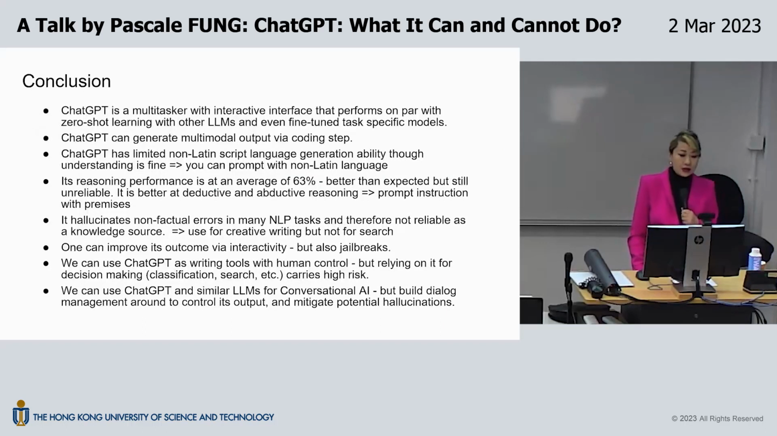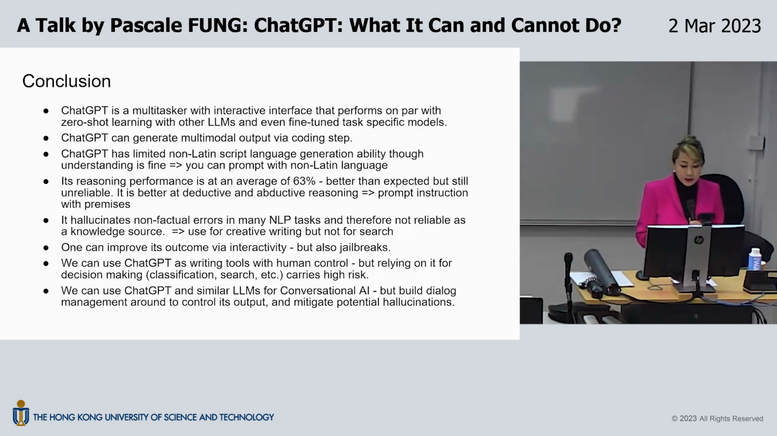So in conclusion, ChatGPT is a multitasker. It's not an AGI, but it's a multitasker in NLP with an interactive interface that performs on par with zero-shot learning with other LLMs and even fine-tuned task-specific models. It can generate multimodal output via a coding step. It has limited non-Latin script language generation ability. So you can prompt with non-Latin language, but don't expect it to generate non-Latin language fluently or competently.